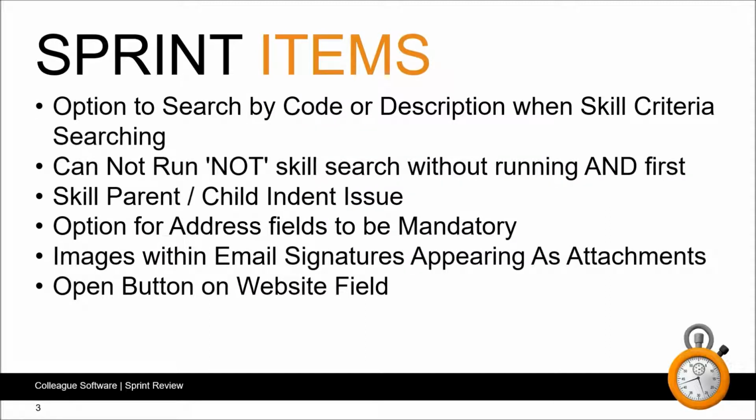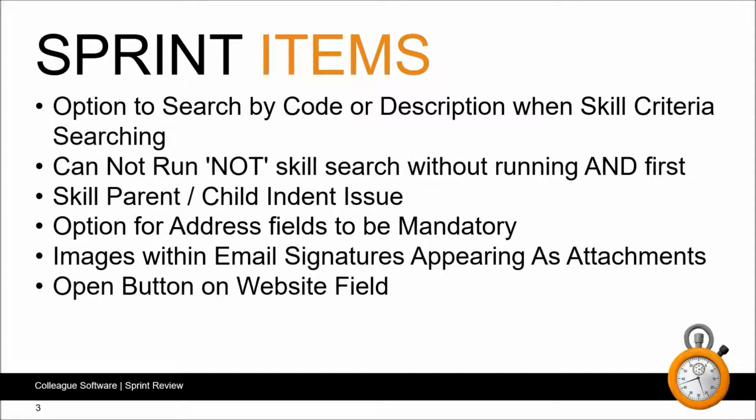Looking at the high level items and to explain further, in this sprint we've been able to introduce an option whereby you can select either to search by skill code or skill description when your skill criteria is searching. This is to accommodate instances where you have essentially the same skill in multiple locations in your skills library. What you can now do is find any instance of that skill based on its name.